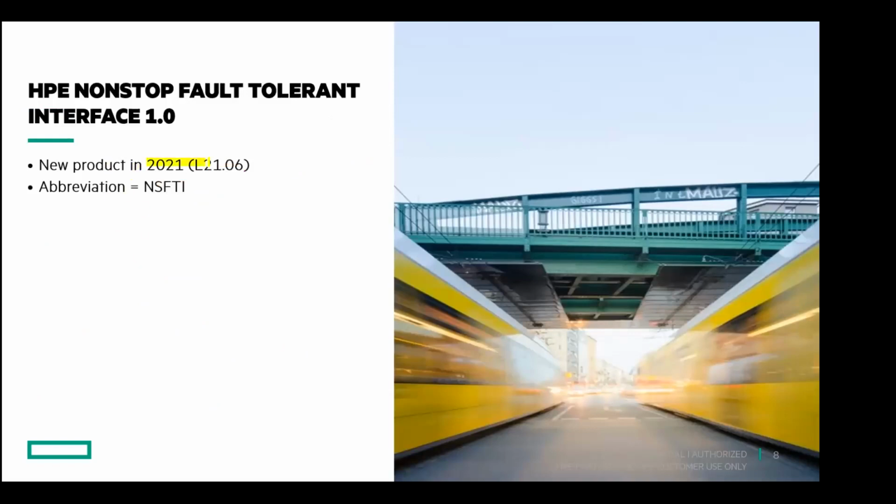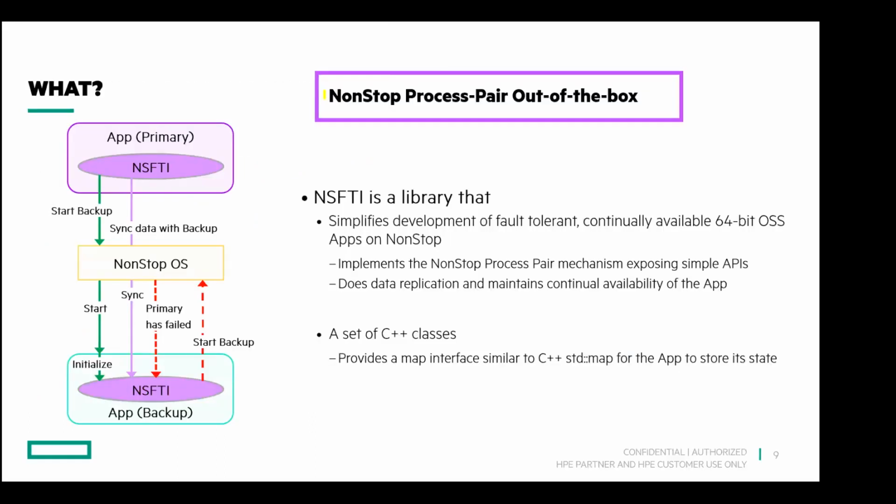We released it first in 2021, L2106 RVU in June, abbreviated to NSFTI. What is it exactly? It's actually the NonStop process pair out of the box. So we all have heard about NonStop process pair. Many of us have used it also. It's been there from the beginning. It bestows high availability on NonStop applications, right? So basically, there's a primary application instance and a backup. Both of them are syncing with each other. And in case the primary goes down, the backup picks up and runs. And the client that was using this application does not know that something bad has happened. So that's NonStop process pair.